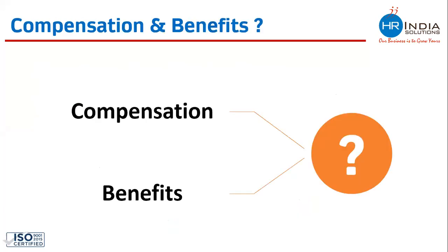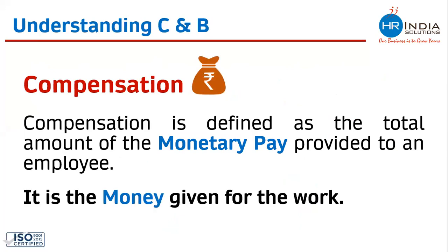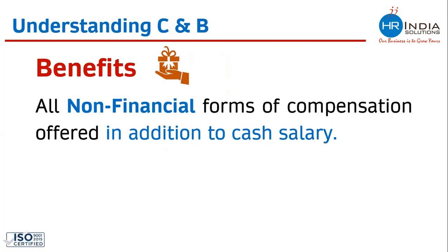Let's try to understand what exactly compensation and benefits are. Compensation is defined as the total amount of monetary pay provided to an employee. In simpler words, it is the money given for the work. Whatever salary, whatever hard cash every employee gets every month is called compensation. If this is compensation, what are benefits? Benefits are all non-financial forms of compensation offered in addition to cash salary. Over and above the monthly salary, employees also get a good number of facilities, benefits, and perks from their company, for which they do not get any money in their hand, but companies provide a good number of facilities or benefits.